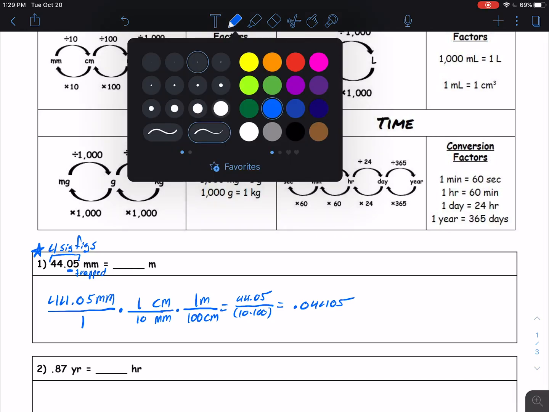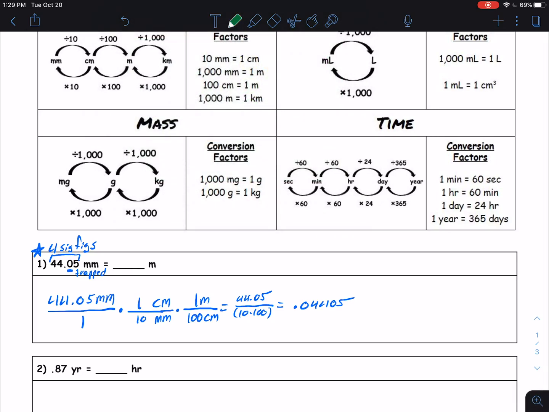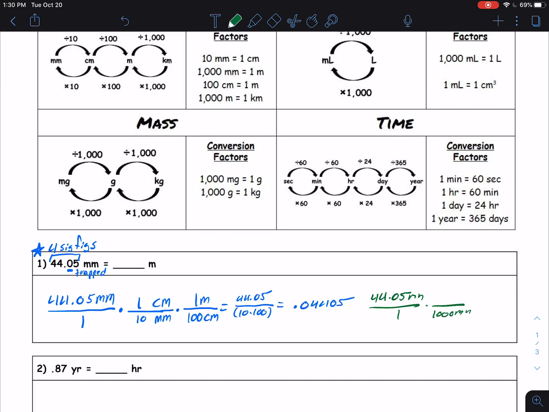Or you could have done this in 1 step, where we have 44.05 millimeters over 1, and 1,000 millimeters equals 1 meter. So 44.05 divided by 1,000 is still going to give you 0.04405. Whoops, sorry, yell at Mr. Krupa here. This should be meters.